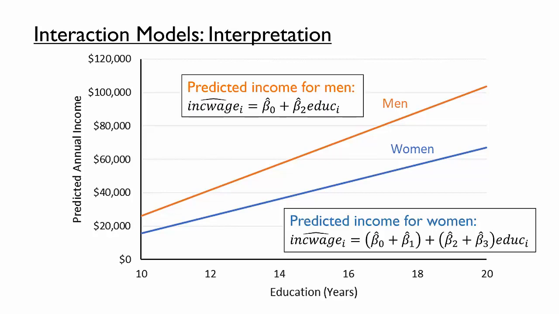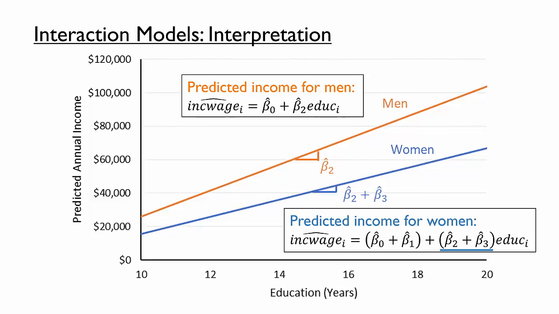Here are the equations for the predicted incomes again, this time leaving in the beta hats to represent the sample parameters rather than using their numerical estimates. The beta 2 hat in the prediction for men is the coefficient on the education variable. Since this is a linear equation, that beta 2 hat is also the slope of the predicted income education line for men. Similarly, the coefficient on education in the equation for women is beta 2 hat plus beta 3 hat, and this sum is also the slope of the predicted income education line for women.